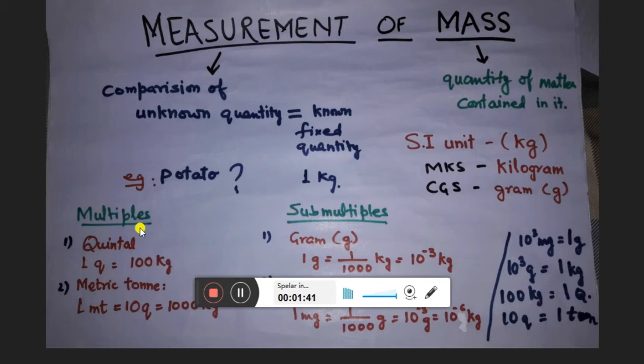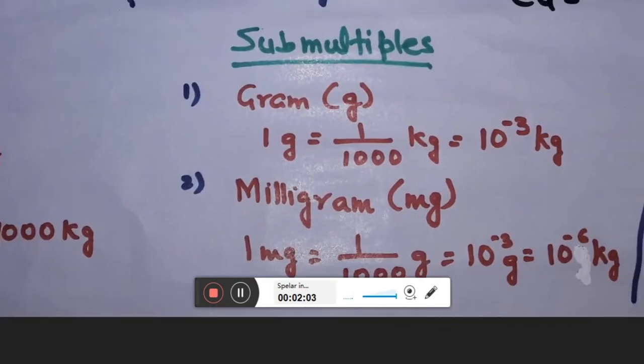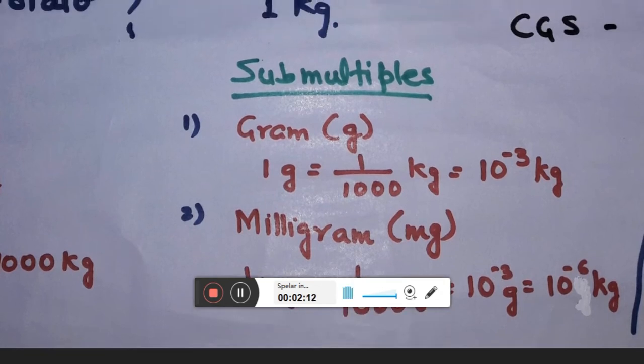Now what are the multiples and the submultiples? Multiples are those higher than the kg. Here the quintal is there. 1 quintal equals 100 kilograms, and 1 metric ton equals 10 quintals or 1000 kilograms. And when we talk about the gram, 1 gram equals 1 upon 1000 kilogram, so it will be 10 to the power minus 3 kilogram.